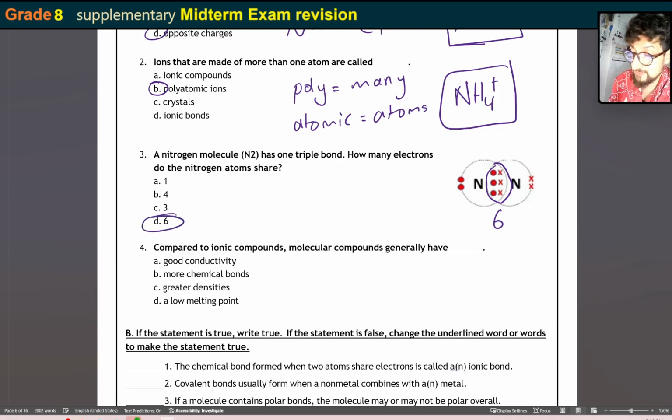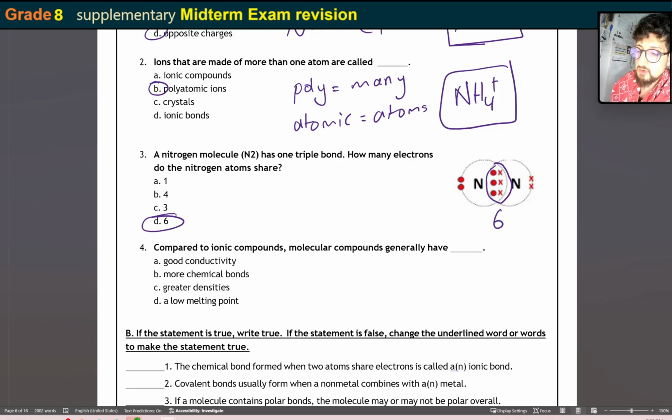So, once again, the question will be a lot clearer in the exam. So nitrogen molecule N2 has one triple bond. How many electrons do the nitrogen atoms share? So they both share 6 between them, and each one of them shares 3.